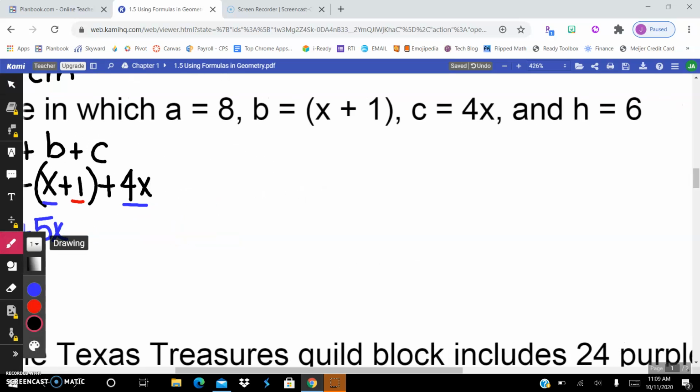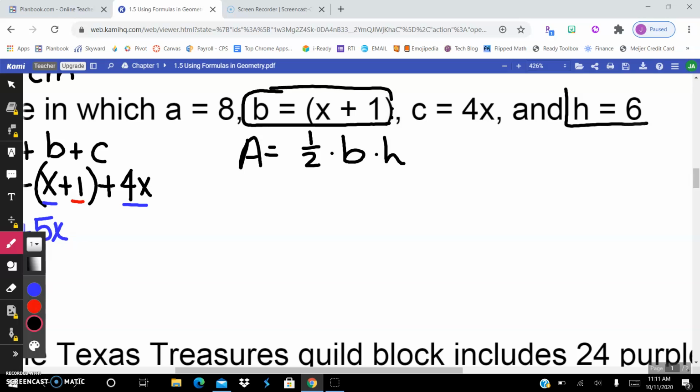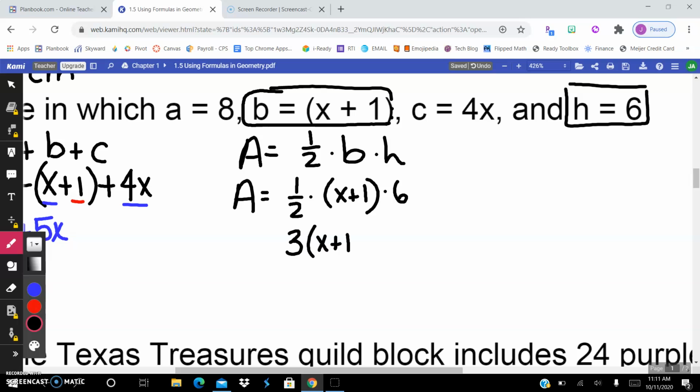For the area, not perimeter, area equals 1/2 times the base times the height. And we are going to use B for base here. So this is our base, and this is our height over here of 6. So we are going to do A equals 1/2 times x plus 1 times our height of 6. I can multiply the 1/2 and the 6 together and get 3, and then I have that x plus 1 left.